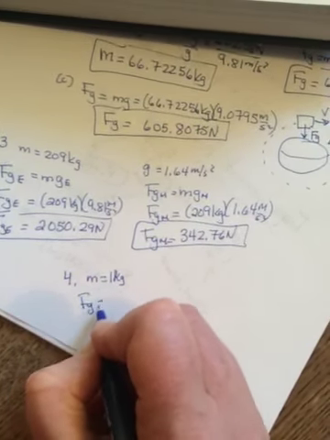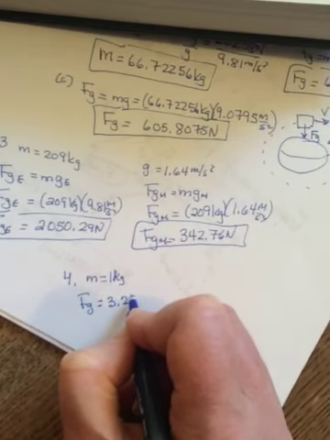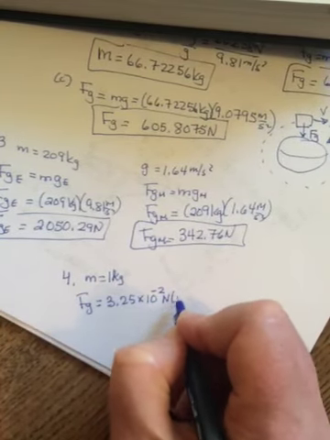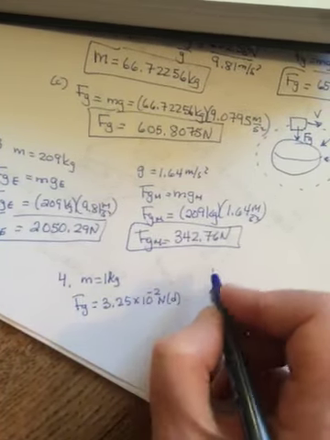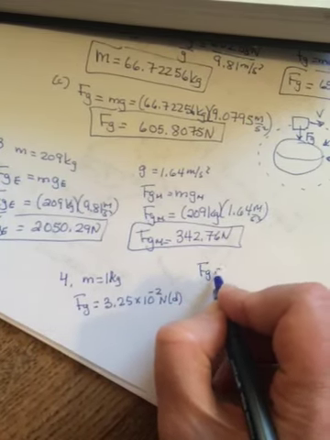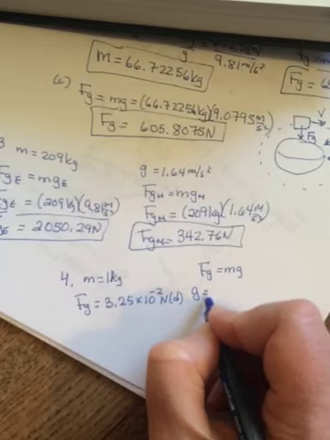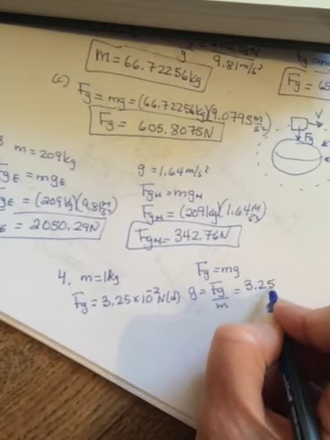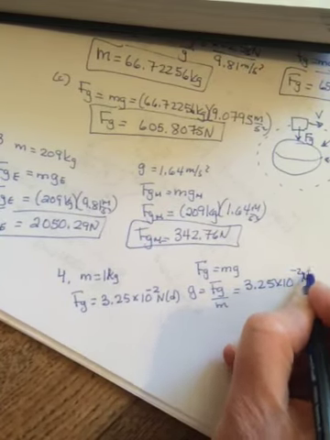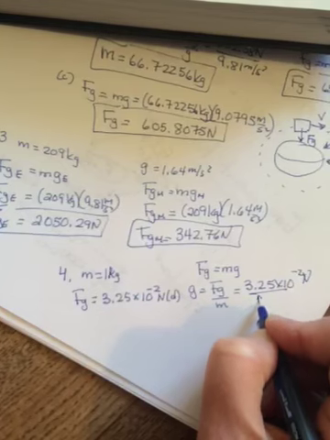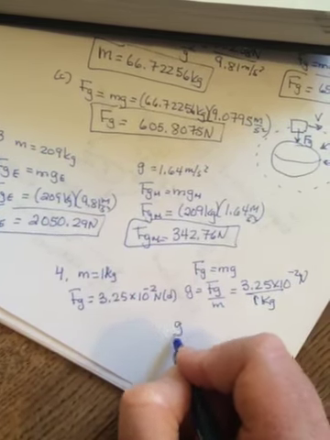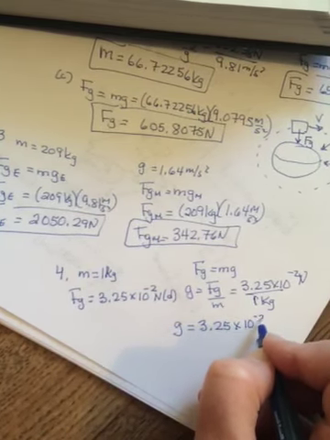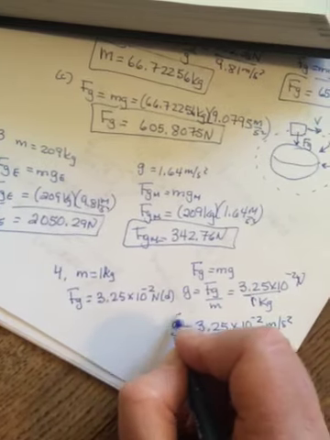So Fg is equal to 3.25 times 10 to the negative 2 newtons, and of course that's down. And so it wants you to find the acceleration due to gravity, in other words, little g. So little g is going to be equal to Fg divided by m. So this 3.25 times 10 to the negative 2 newtons divided by, higher order math, 1 kilogram. Little g is equal to 3.25 times 10 to the negative 2 meters per second squared.